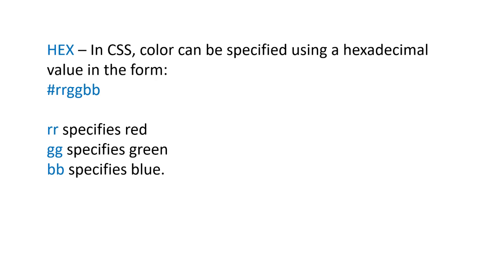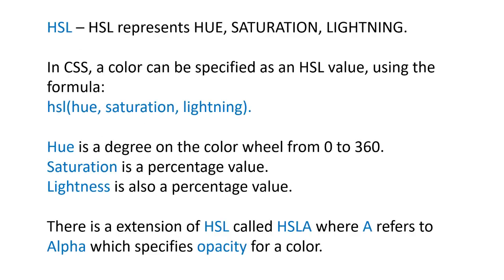HEX. In CSS, a color can be specified using a hexadecimal value in the form #RRGGBB. RR specifies red, GG specifies green, BB specifies blue. HSL represents hue, saturation, lightness.